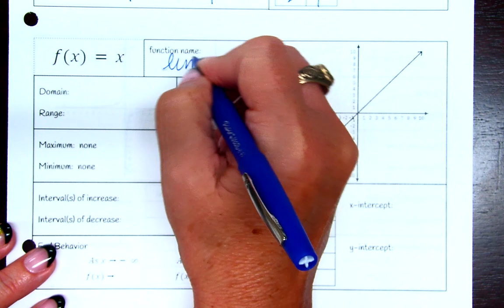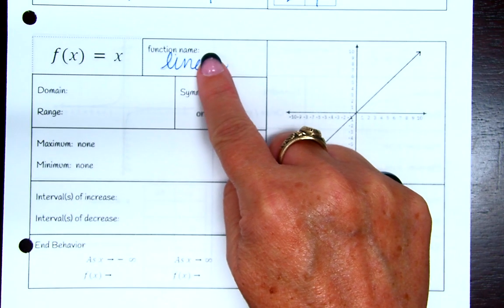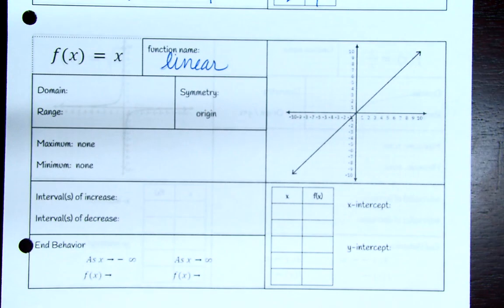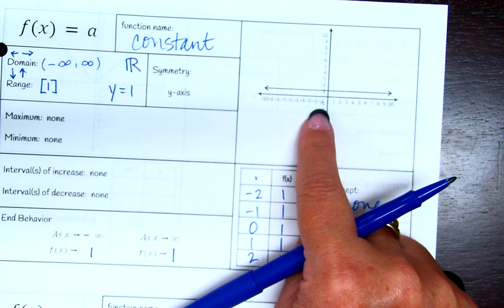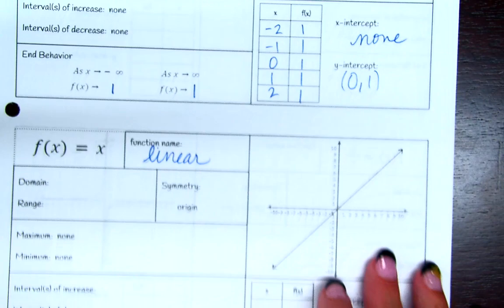Yep, that's absolutely correct. And why is it linear? Yeah, it's a line, right? It's a line, so it's called linear. But this one was linear, wasn't it? Yeah, it was like a special kind of linear, right? Because it's horizontal, it's called a constant. Okay?